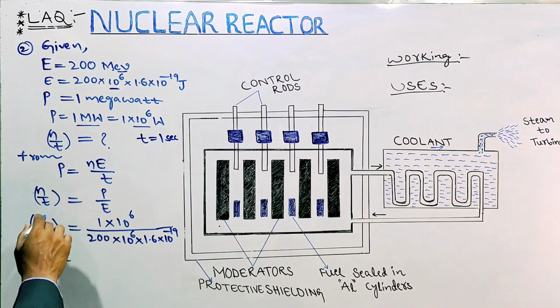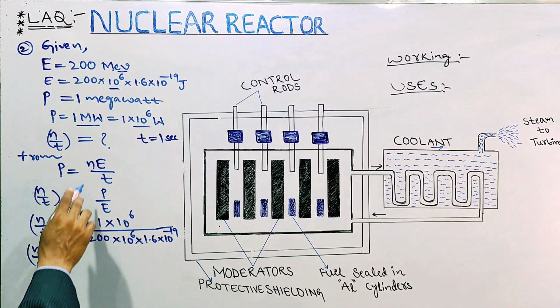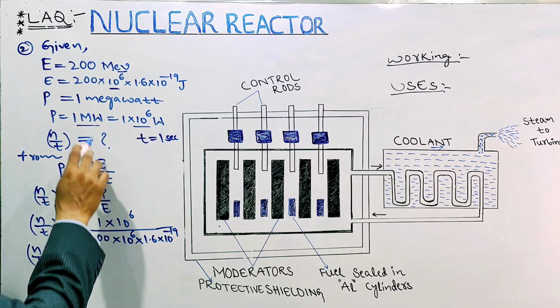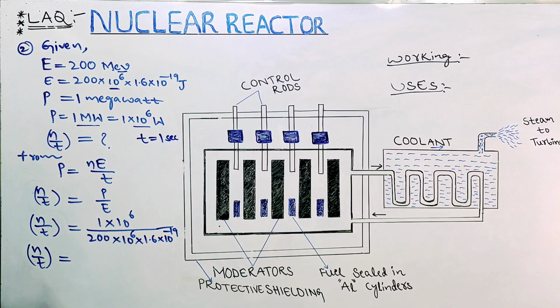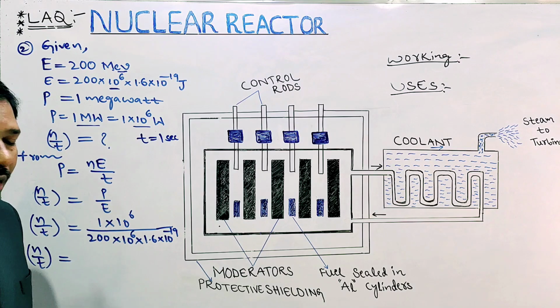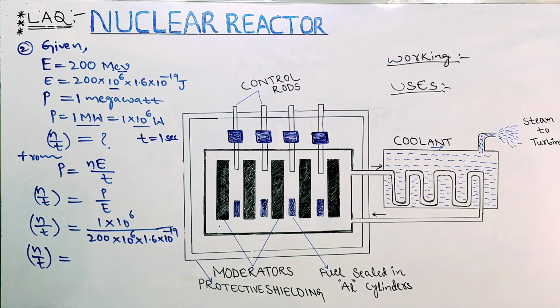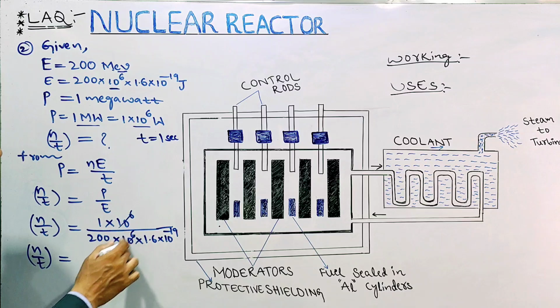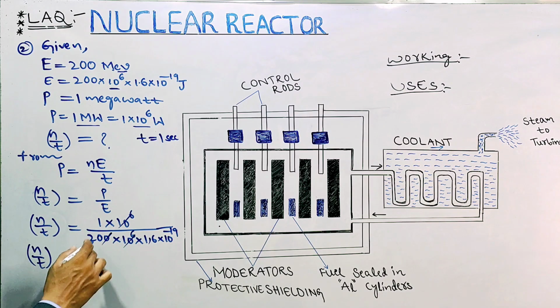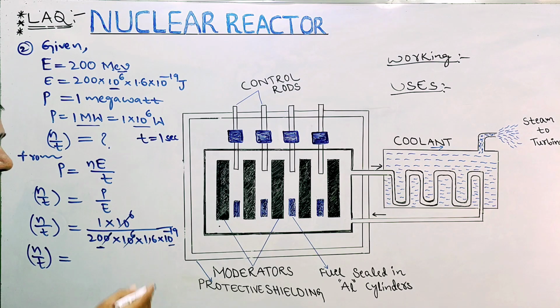Here n by t, I am taking n equal to what? P by E. Substituting the values, P value is how much? 1 mega means 1 into 10 to the power of 6, and energy how much? 200 into 10 to the power of 6 into 1.6 into 10 to the power of minus 19. Here 10 power of 6, 10 power of 6 cancel. Decimal, 1 zero cancel. Here 1 zero, what happened? So 10 power of minus 19 becomes minus 18.